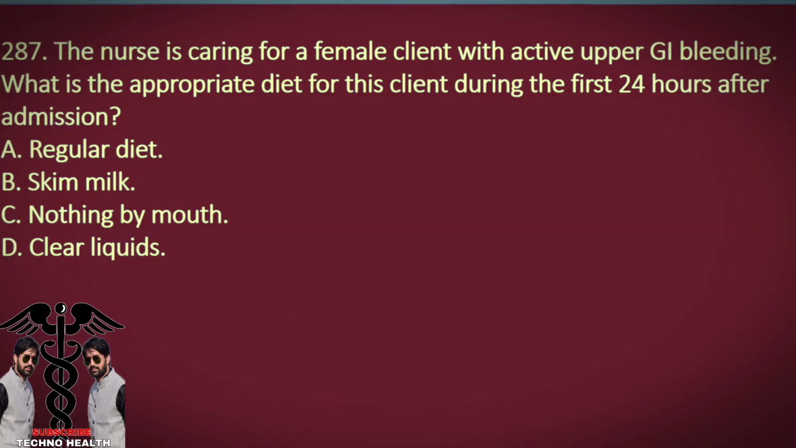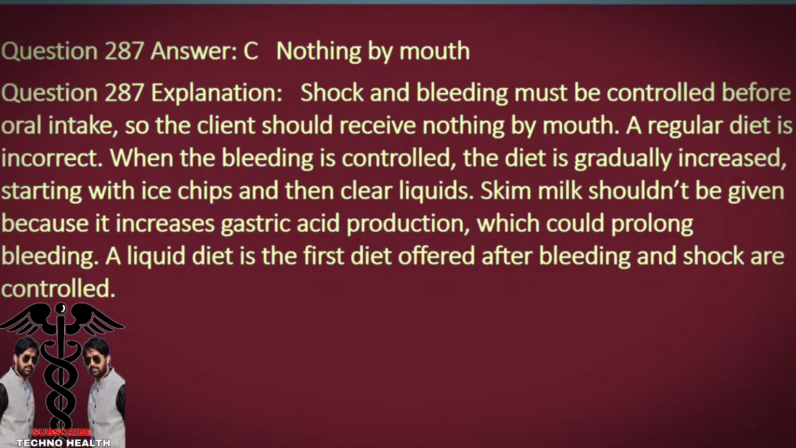Question 287. The nurse is caring for a female client with active upper GI bleeding. What is the appropriate diet for this client during the first 24 hours after admission? A. A regular diet, B. Skim milk, C. Nothing by mouth, D. Clear liquids. Question 287. Answer: C, nothing by mouth.